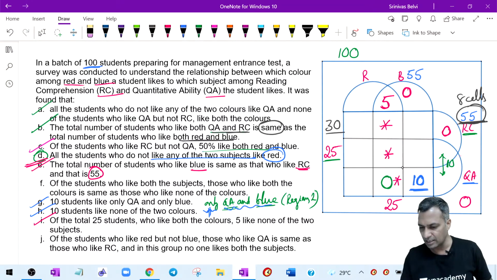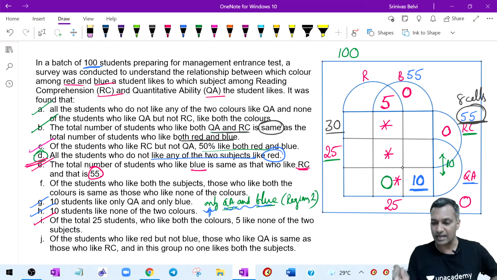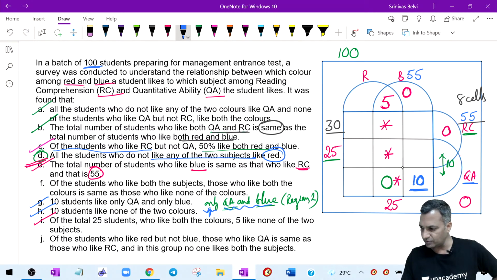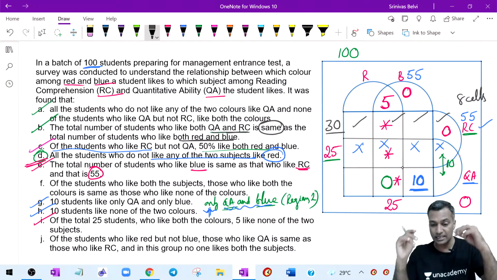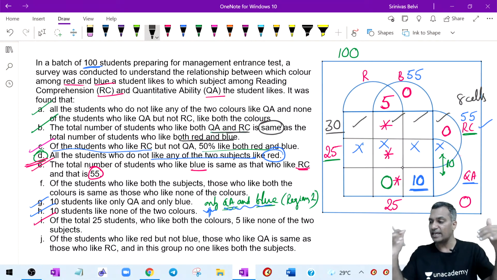Now let's understand that. What is that trying to tell me? Because C is connected, when I read the C, that is what it got connected with. None of the students who like RC, we are under RC here. Of the students who like RC but not QA. But not QA means stay away from these cells. Then stay within which cells? Only the black cells. That is the meaning of the students who like RC and not QA.